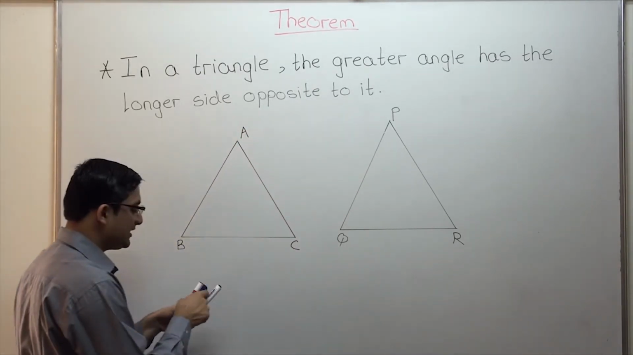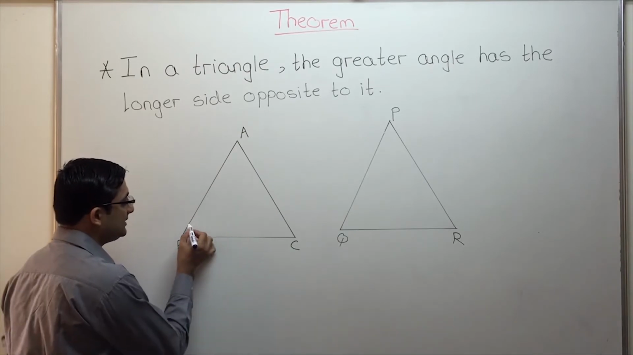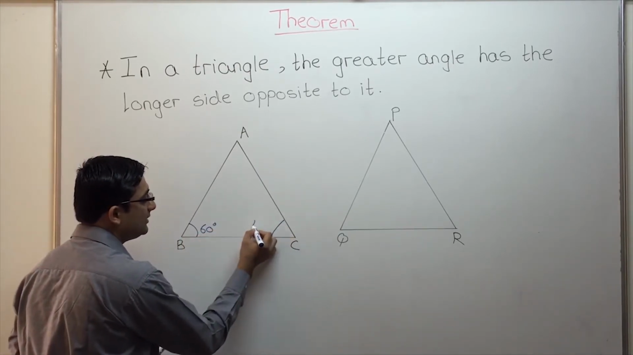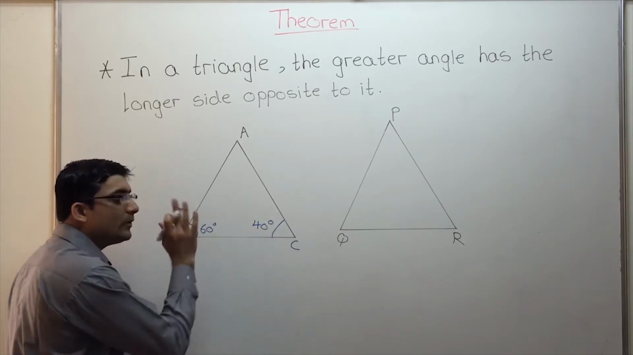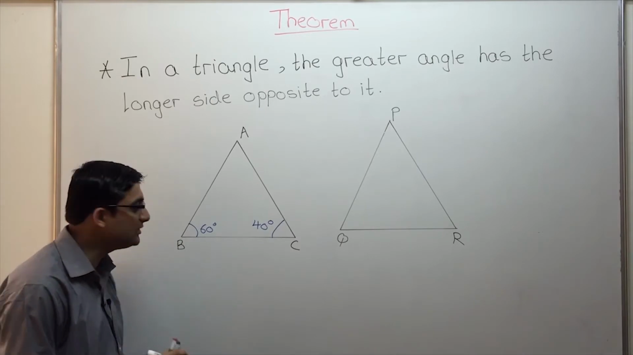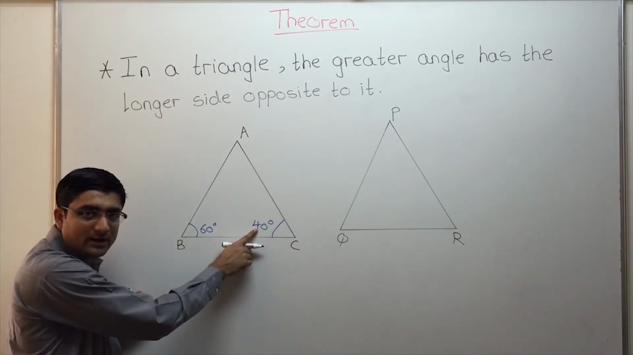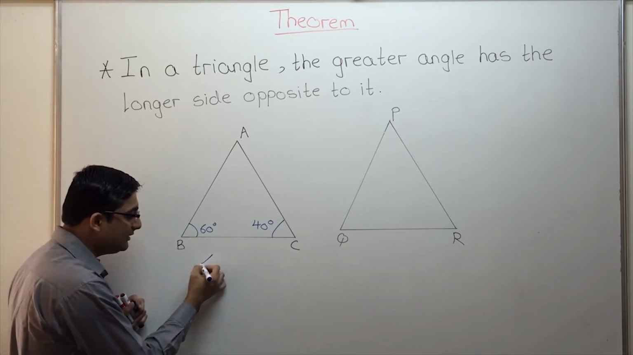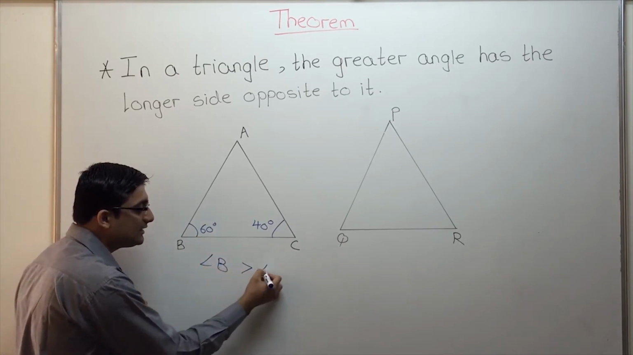So here we have a triangle ABC. Let's say this angle over here is 60 degrees and let's say this angle over here is 40 degrees. So we're given these two angles. Based on this, can you comment which side is longer than which? Simple. Whenever you're given two angles, which is bigger? 60 degrees is bigger. That means angle B is bigger than angle C.